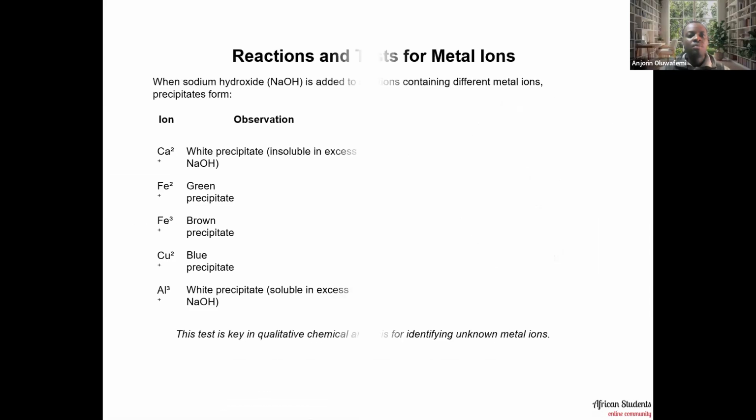So we move along now to talk about reactions and tests for metal ions. When sodium hydroxide is added to a solution containing different metal ions, precipitates are formed. Calcium 2+ will form a white precipitate that is insoluble in excess sodium hydroxide. This is a qualitative test for determining if calcium ion is present.